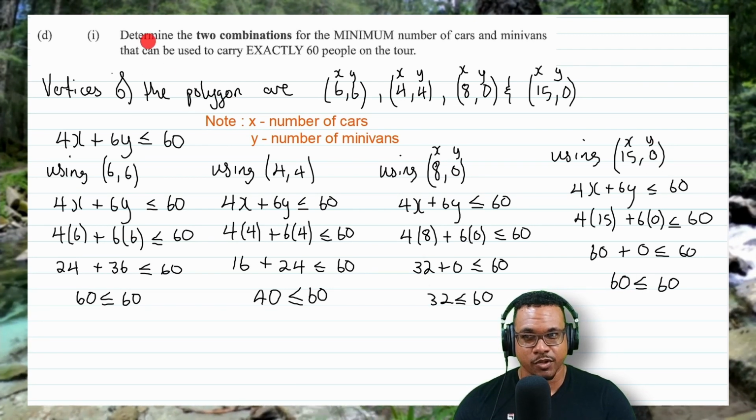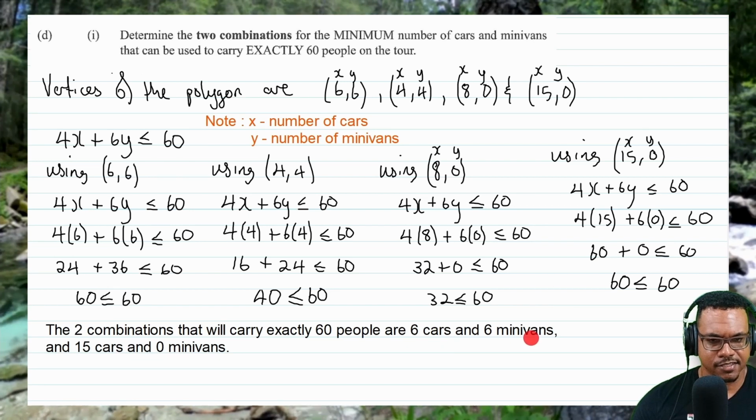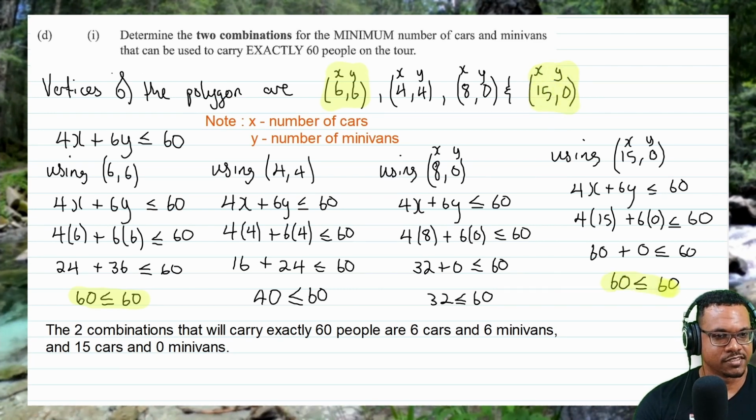So the answer to this question, where they want us to determine the two combinations for the minimum number of cars and minivans that will carry exactly 60 people, would be this one where we have 6 cars and 6 minivans, and this one where we have just 15 cars and 0 minivans. So that's your two combinations. All right, so here I have that the two combinations that will carry exactly 60 people are the 6 cars and 6 minivans. That's this one here, which will be this here. And 15 cars and 0 minivans, which will be this one here, which is this here.